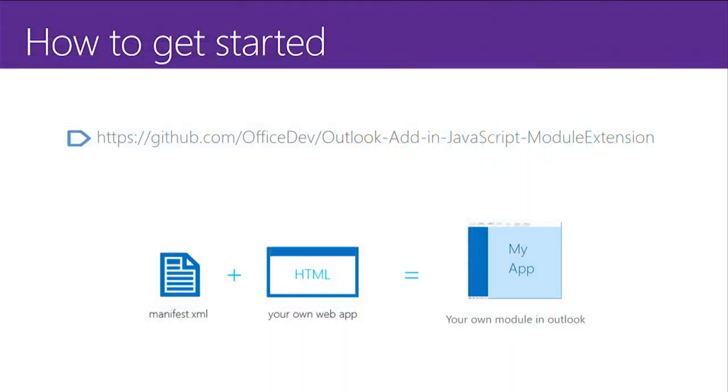So now that you know what module extensibility is, you're probably wondering when this is available. So it's actually live for users of Outlook 2016 Click to Run. We provided a link here to GitHub so you can get started building your manifests, building your apps, and submitting them to the App Store.